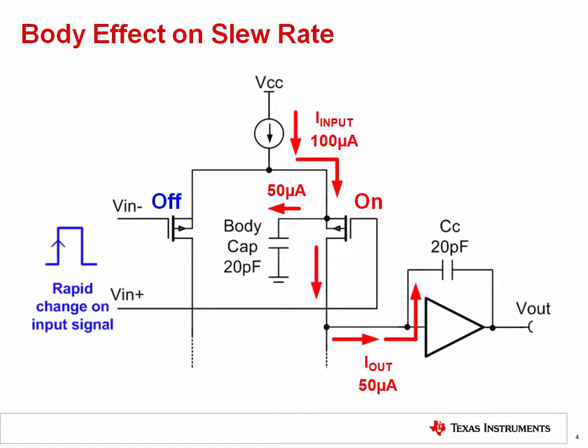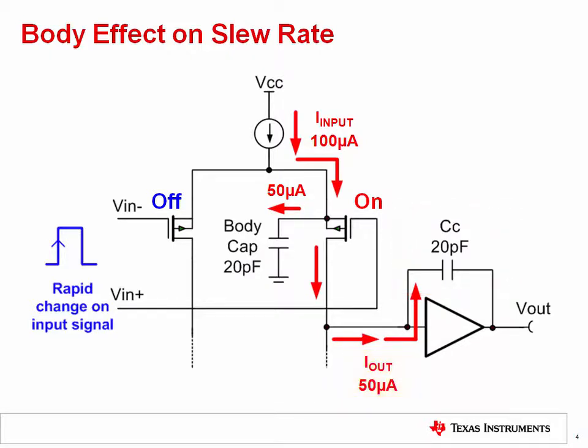Let's go back to the input stage of an op-amp to see the implications that body capacitance has on slew rate. Like in the previous video, we apply a large signal step across the op-amp's input pins. The transistor on the left is off and the transistor on the right is fully on, so all input stage current I input flows through the right transistor for maximum slew rate. However, the body capacitance to ground provides a new current path and reduces the amount of current I out flowing through the Miller capacitance C sub C.